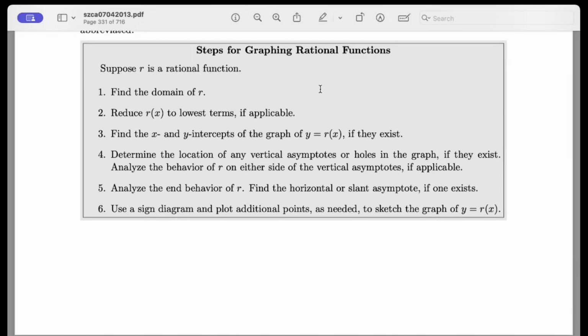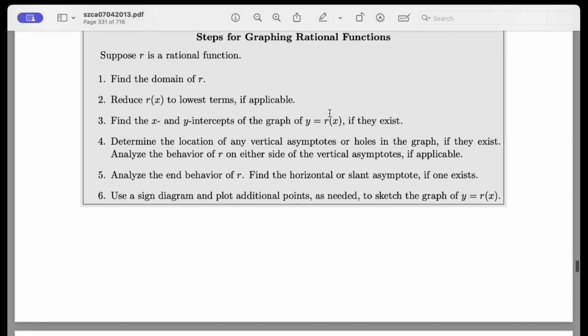Find the x and y intercepts. Well, that's reasonable, right? At least that's stuff that's fairly easy to calculate. X intercepts, those are the zeros, which are going to be zeros of the numerator. Y intercepts, those are, well, that's just the value when x is 0, so that's super easy to compute. Just plug in 0 into the function.